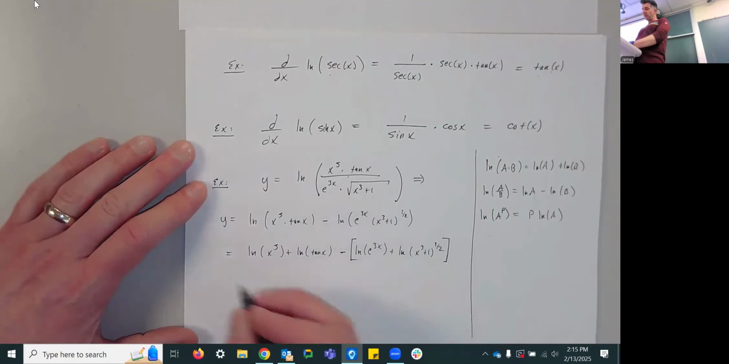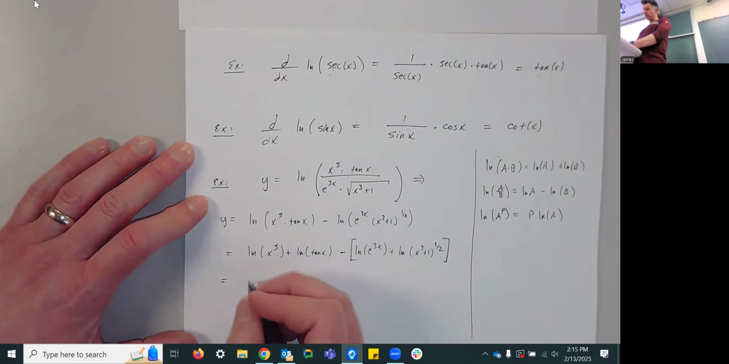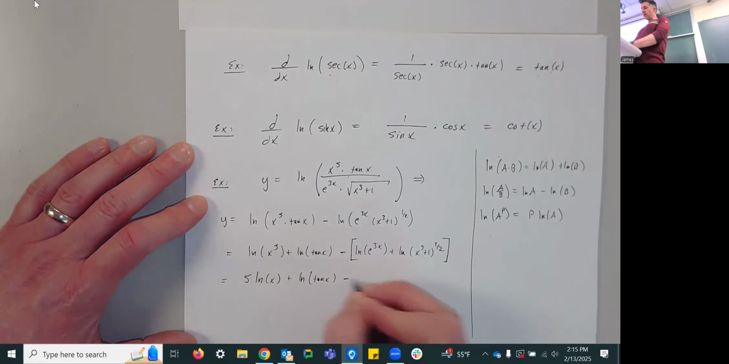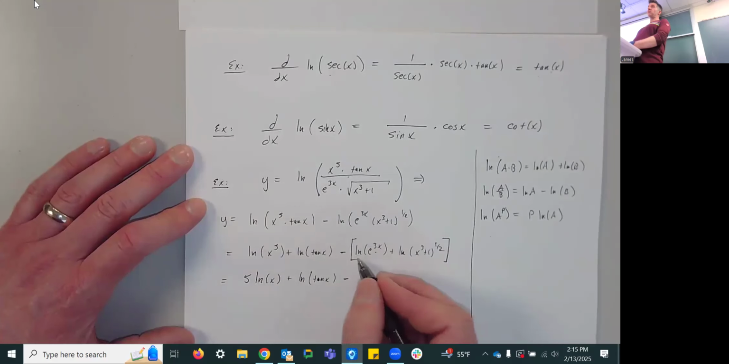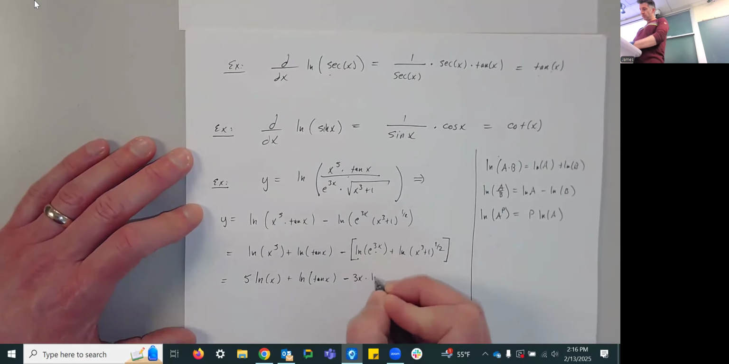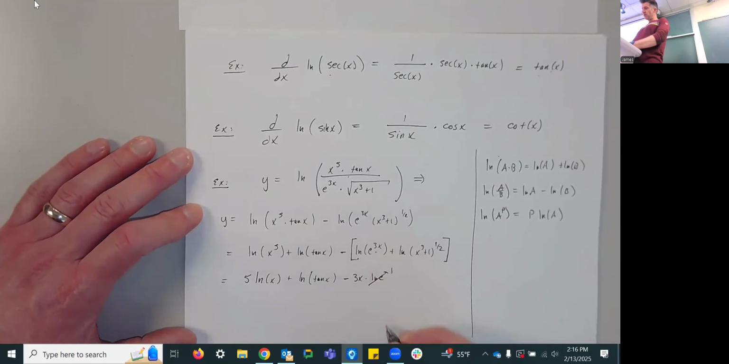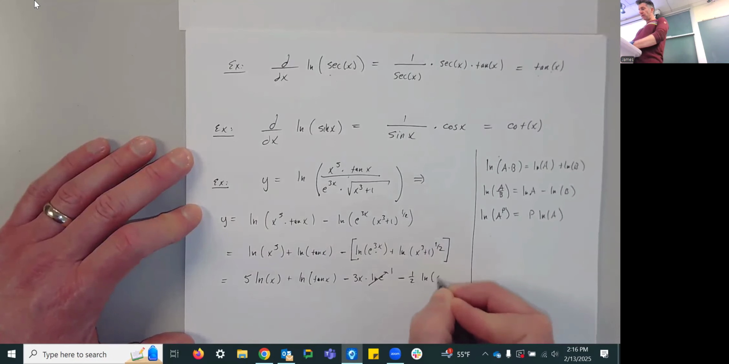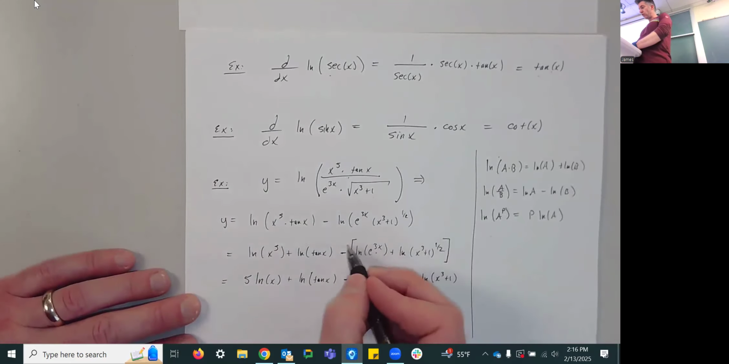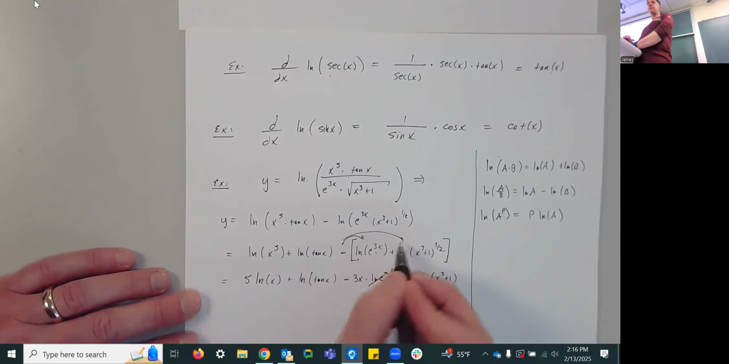So the last step of simplifying, we're going to bring down all the powers. 5 times the natural log of x plus the natural log of, there's no power here, plus the natural log of tangent of x minus 3x times the natural log of e is just 3x, right? Because the natural log of e is just 1, minus 1/2 times the natural log of x cubed plus 1, right? Because the minus sign distributed to each of those 2 terms.